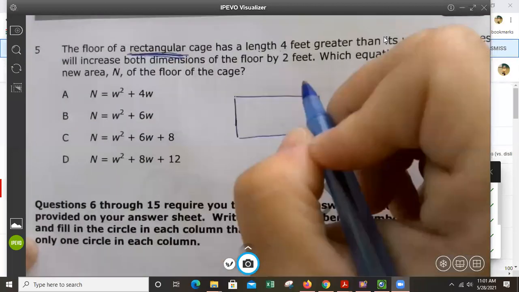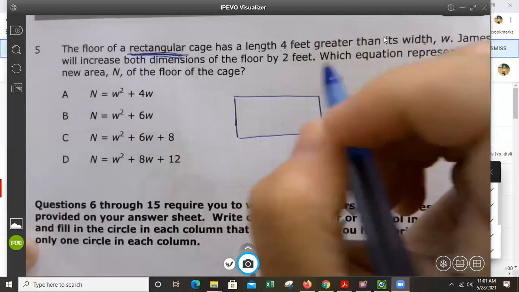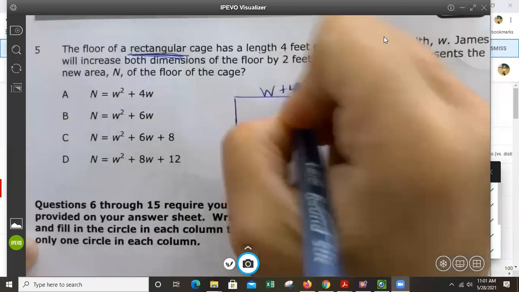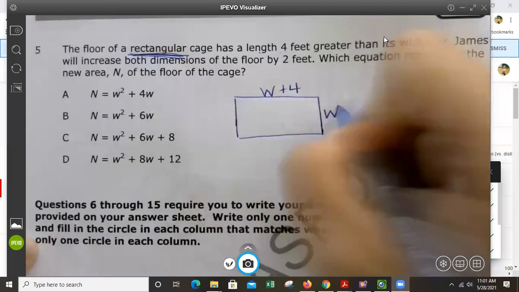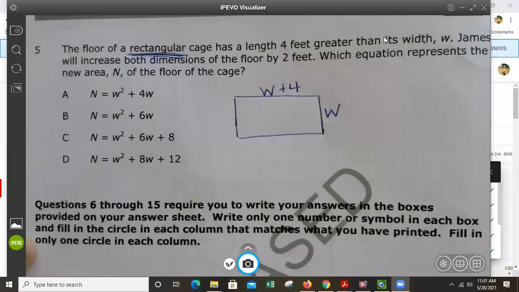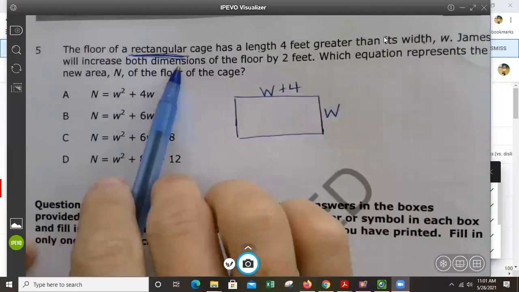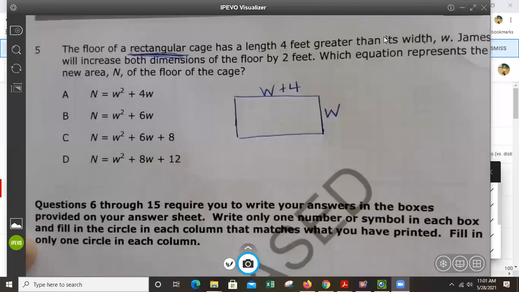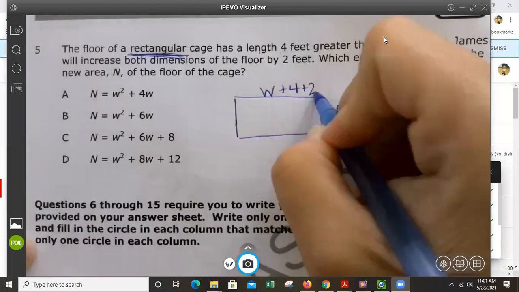Not 4W, but you add them. Very good. And it says the width is W. Doesn't matter if you put those on the top side and whatever. It says they're going to increase both dimensions by 2. What does increase by 2 mean? Add 2. Thank you for participating today. I really appreciate it.